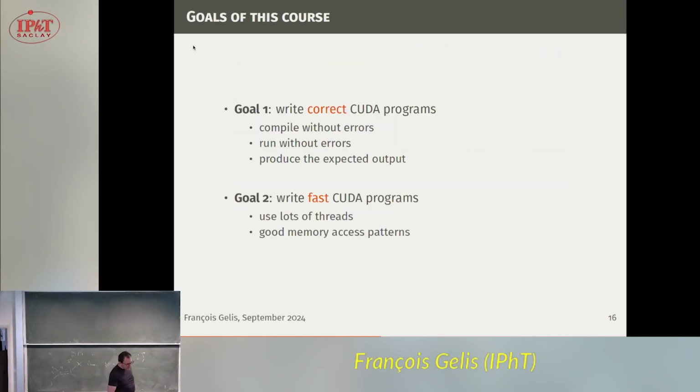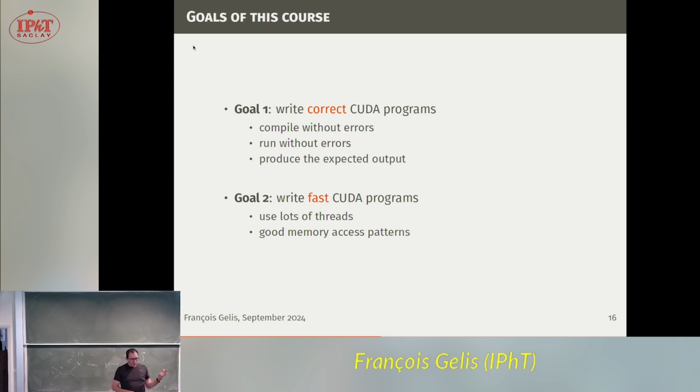So the goals of this course, as I already said, are twofold. The first one, and this is what is going to take me the longest in the series of courses, is to learn how to write correct CUDA programs. Correct means three things. They have to compile without errors, otherwise you don't have a program yet. They have to run until the end without errors. And they have to produce the expected output. It's very useful if you have at least one case where you know the expected output to check whether it works.